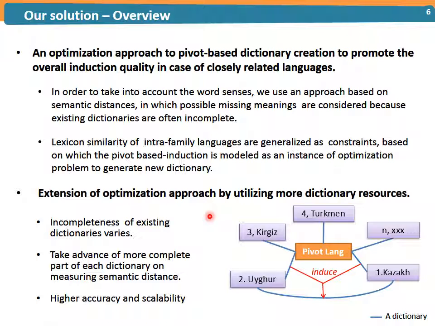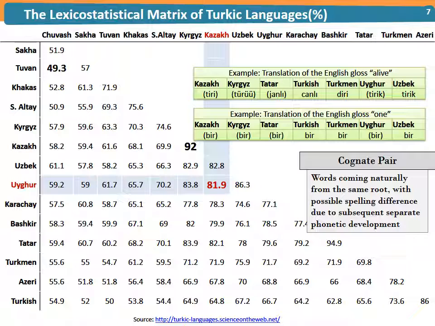And our assumption is that the incompleteness of existing dictionaries is different, and we try to take advantage of the more complete part of each dictionary in measuring the semantic distance. We also expect higher accuracy and scalability when there is a new dictionary involved in this induction process. Let me show you a graph.